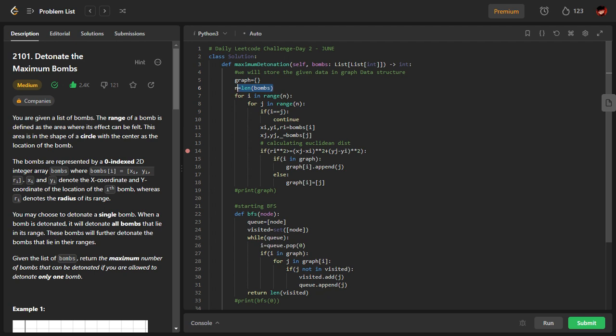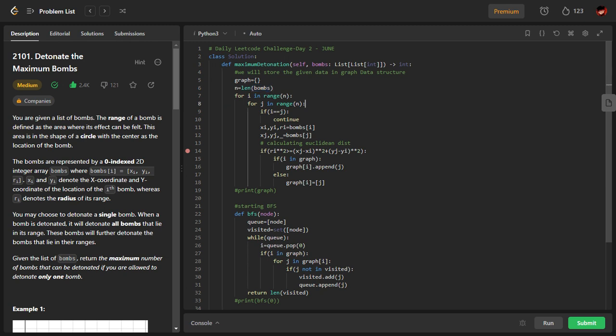Now I will be taking the length of bombs. Bombs is an array basically, so n represents the number of bombs given to me. I will be traversing this two times, in an n square approach. What that means is, ultimately, I have to find for each ith bomb if it detonates the jth bomb or not. So I am starting two for loops in the same bombs array.